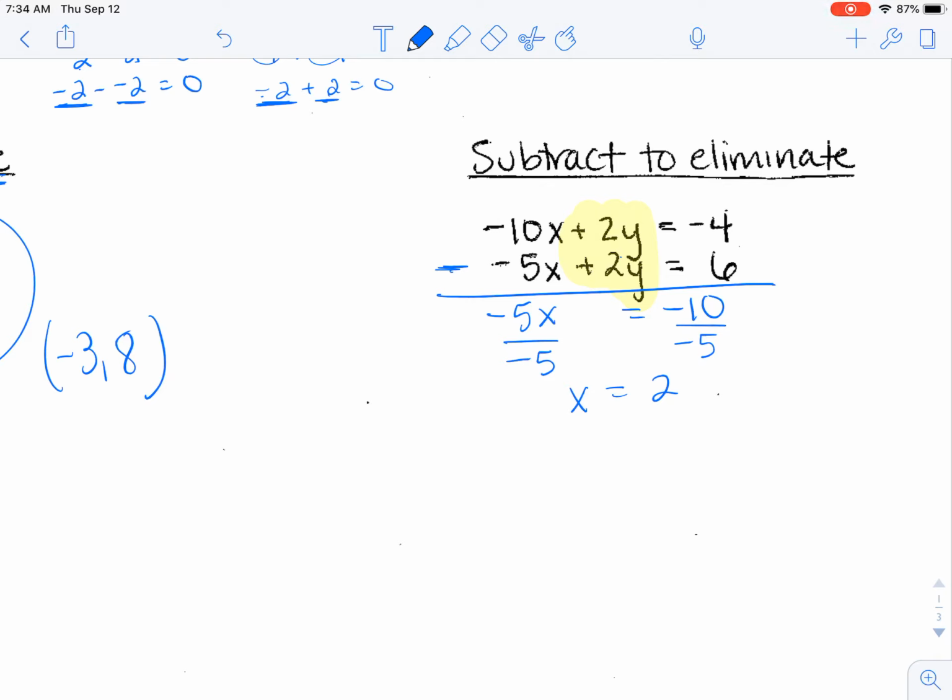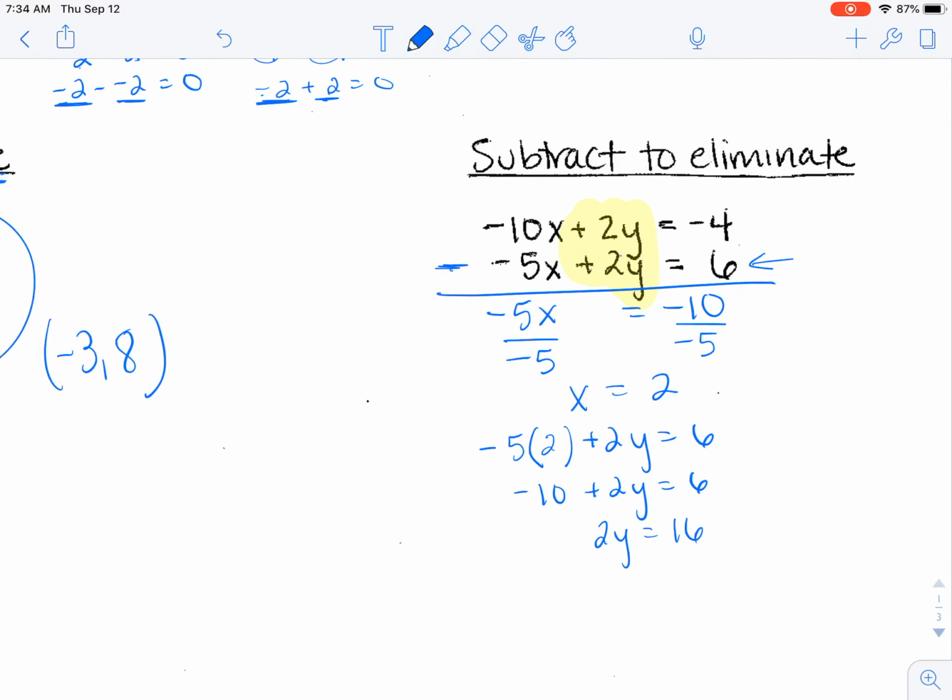So now I need to go back and plug this into any of the equations that I want. It really doesn't matter which one you plug it into. Both are the exact same. So I'm just choosing the second equation. So I have negative 5, instead of x, I write 2, because that's what x equals, plus 2y equals 6. So I'm just going to do the algebra that goes along with this. I end up with 2y equals 16, so y equals 8. So here my solution is 2, 8. So x was 2, y was 8. Write it as a coordinate point.